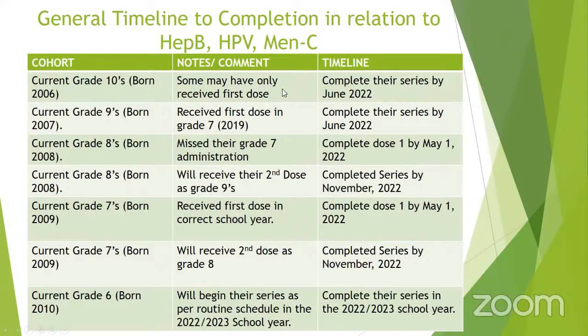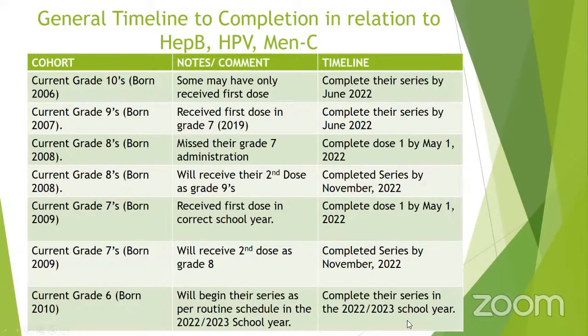For these 10s, some may have only received a first dose. And these grade 9s, most of them did all receive their first dose in 2019, and then they were put on hold. So again, the idea here is that for the current 7s and 8s, they'll have their first dose by the end of this current school year. Grade 9s and 10s will be completely caught up by the end of this current school year.